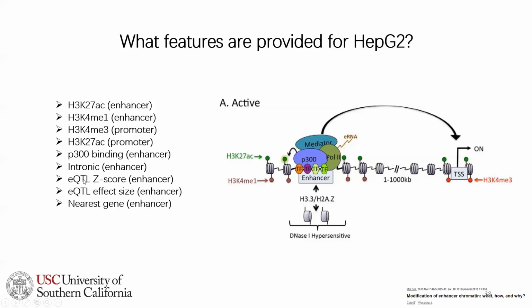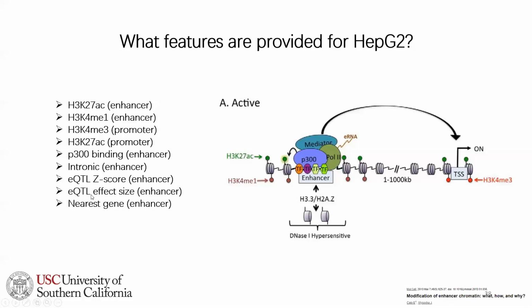And then we also recorded EQTL in two ways. The first is a Z-score, which is just a measure of statistical significance. And again, we mapped the EQTLs to EQTLs that were residing literally within an enhancer, and the gene is already provided by the EQTL data itself. And then we also recorded it in terms of effect size.